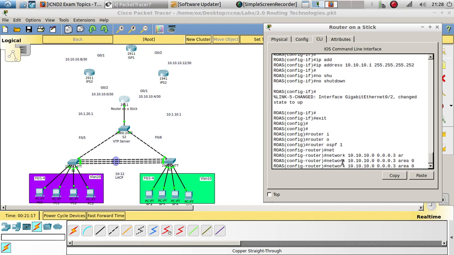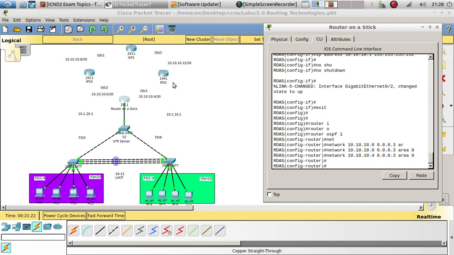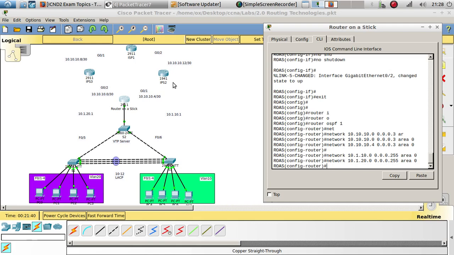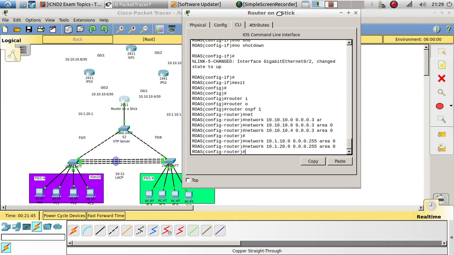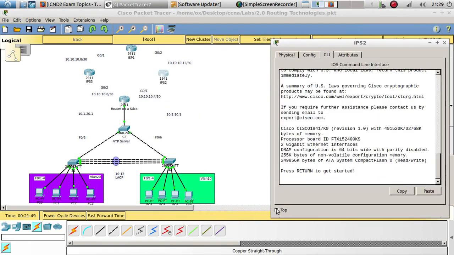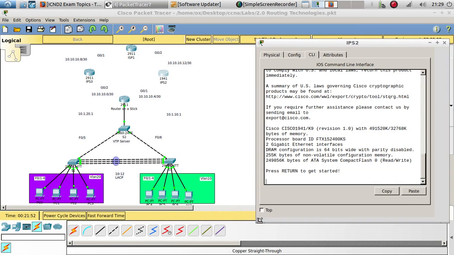Let's go ahead and put this other one over here. Okay. And what we're going to do next is 10.1.10.0, and this one is actually going to be 0.0.0.255. And let's do the next one, which is 10.1.20.0, with the same subnet mask. So we are going to leave it the same. So this is great, it's looking beautiful. Let's go ahead and go to this router over here. Let's configure OSPF, right?